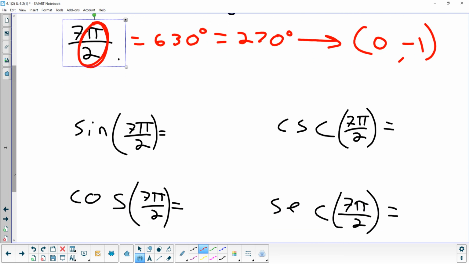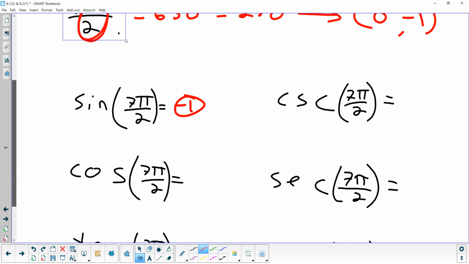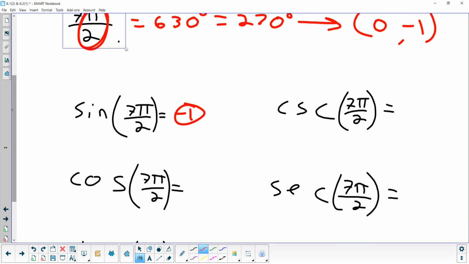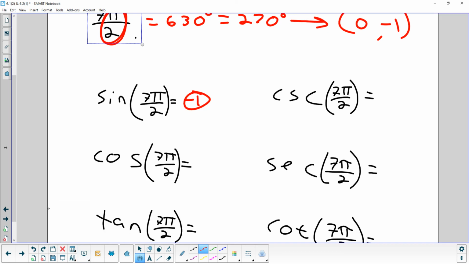All right. So Zach, what is my sine going to be? Zero. What's the definition of sine? Y. And in this case, my y is -1. -1. Yeah. All right. Tyler, how about my cosine? Zero. Yep. Cosine is defined to be the x coordinate, the x part of the coordinate. In this case, that's 0.